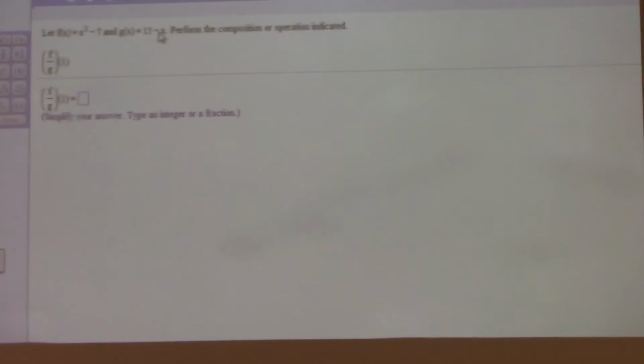Alright, f of x is equal to x squared minus 7, and g of x is equal to negative x plus 15. I really get irritated when they write like that. I don't know who does this, but the negative x is supposed to come first. It really irritates me.